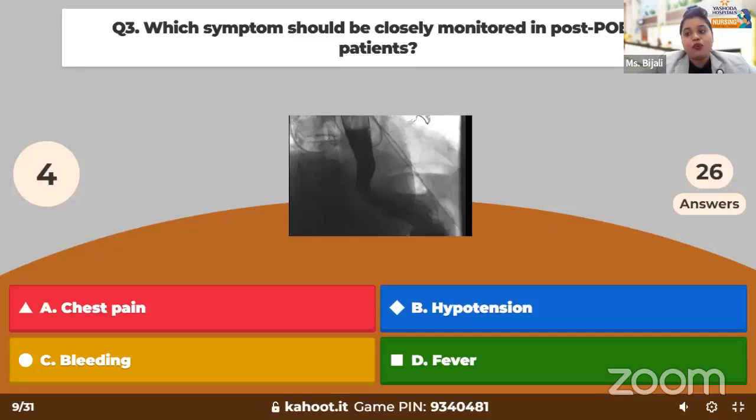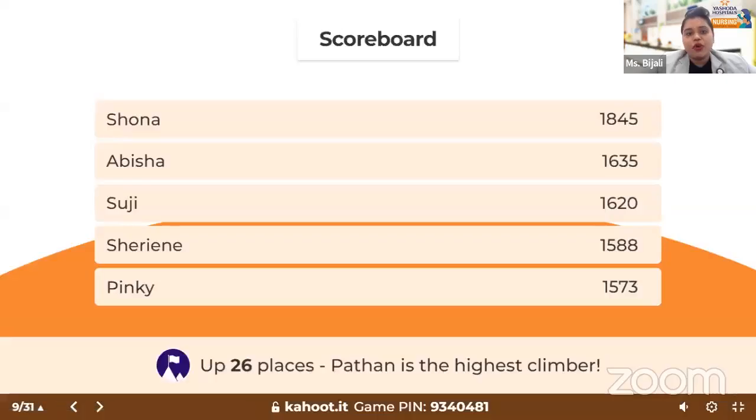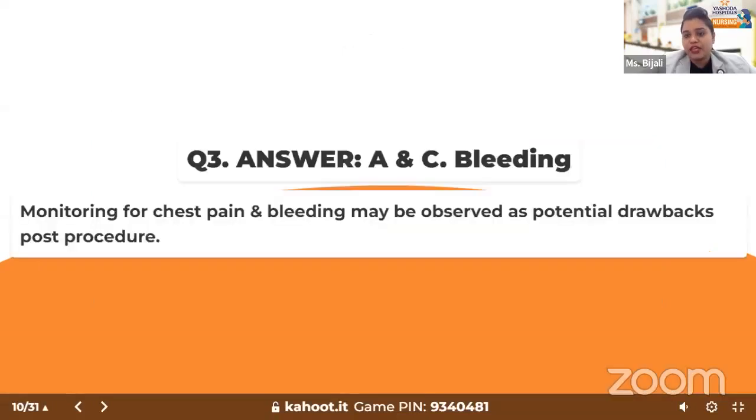So we have only 26 who have answered over here. 3 seconds, 2 seconds, 1 second. Okay, and the right options are chest pain and bleeding. So let's see the scoreboard over here. So here we can see Shona again on the top, and next are Sherin and also Angelina. Thank you. And next we can see the rationale. Chest pain and bleeding may be observed as potential complications post-procedure. Let's move on to the next.